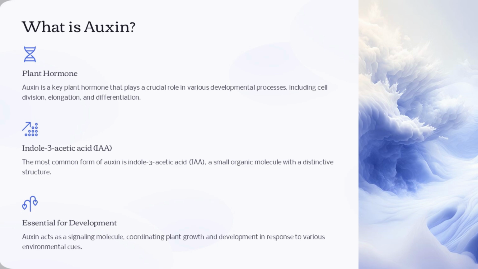Auxin acts as a signaling molecule, coordinating plant growth and development in response to various environmental cues. Auxin is essential for the proper development and functioning of plants, regulating important processes like root growth, stem elongation, and leaf formation. Understanding the role of auxin in plant biology is crucial for applications in agriculture, horticulture, and plant biotechnology.